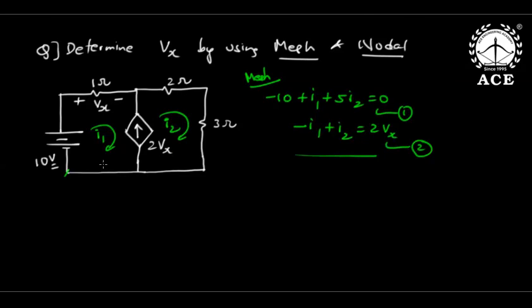Now link equation. What is the link equation? Vx is 1 into I1. That is the link equation.